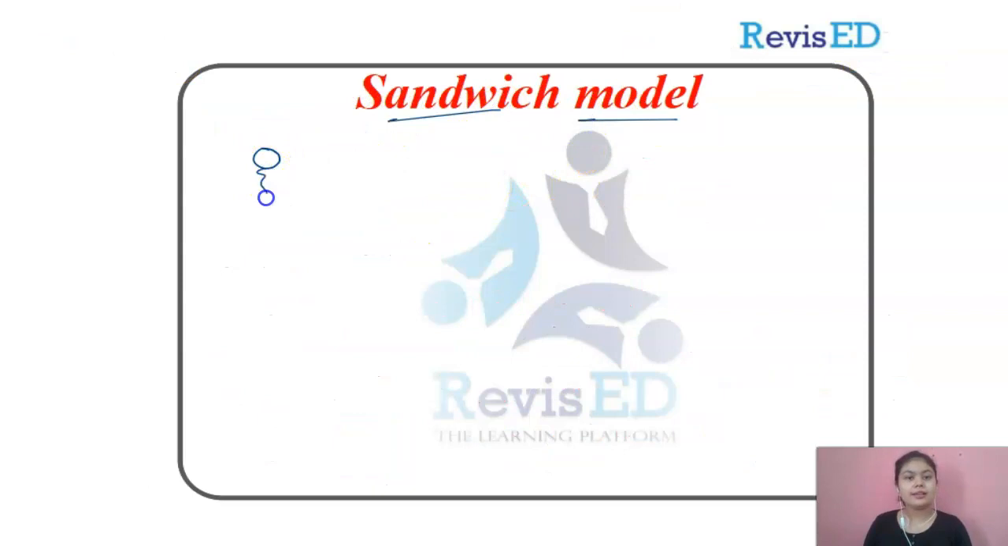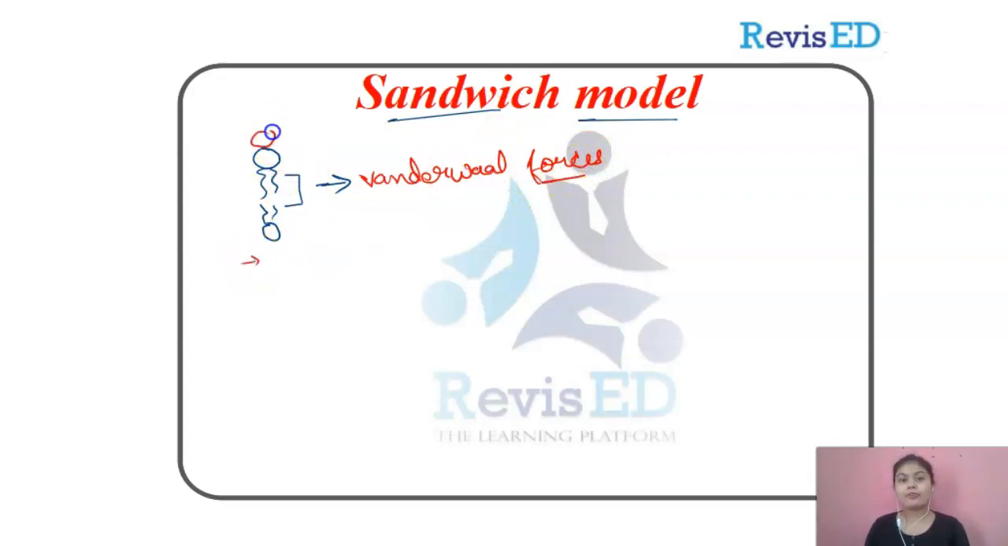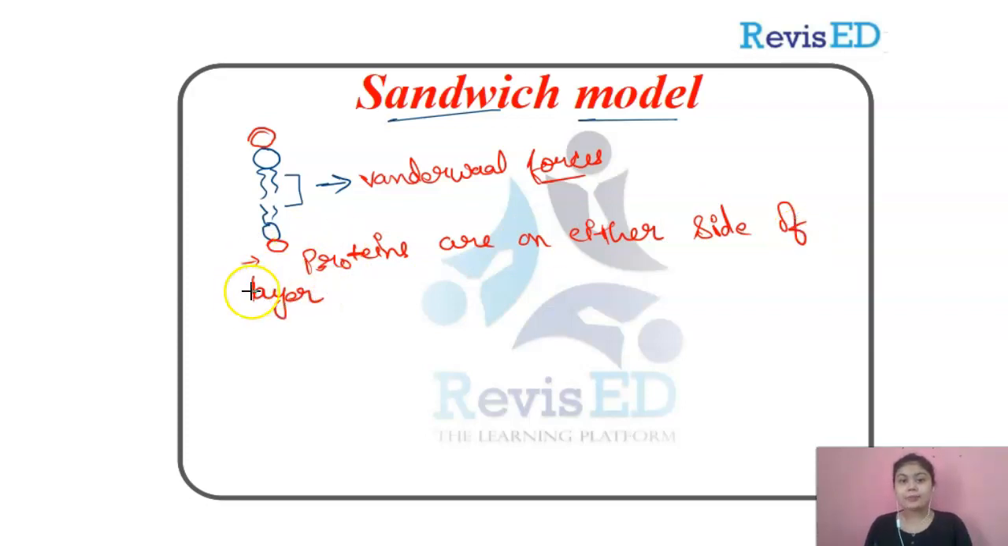Now come to the next point. According to him, let's draw the diagram. You can see how the bilayer holds together with the help of a force of attraction, which is van der Waals force. And they said that proteins are on either side of the bilayer. You can see it in the diagram.